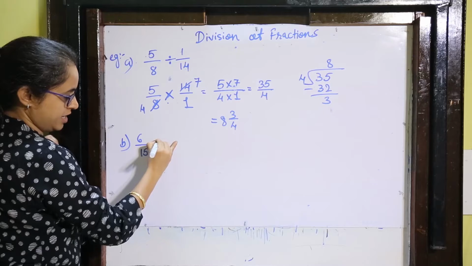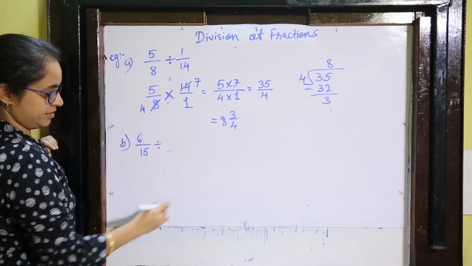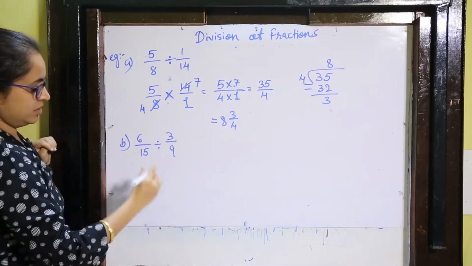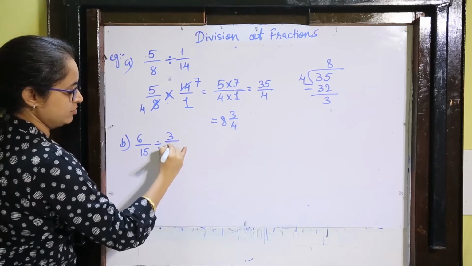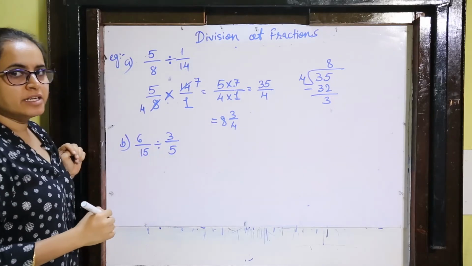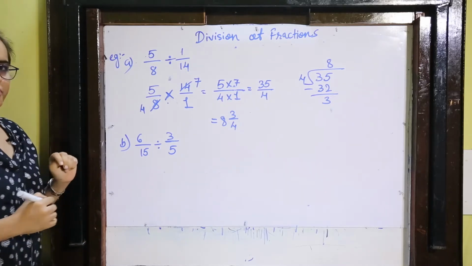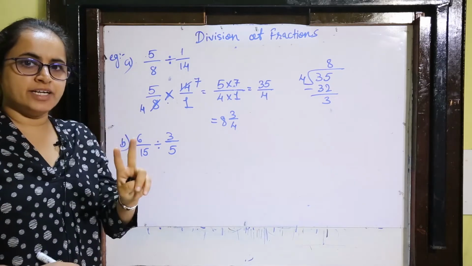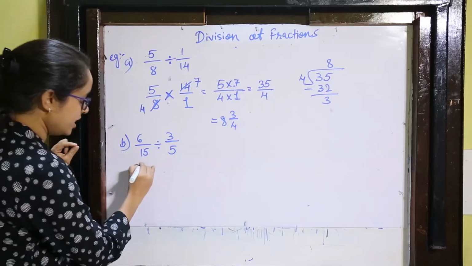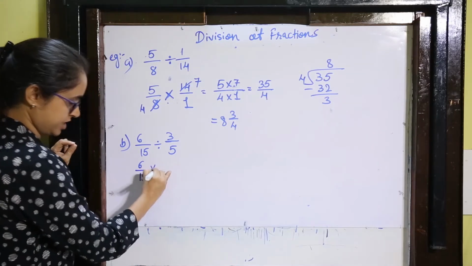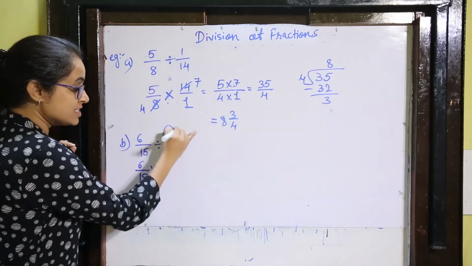6/15 divided by 3/5. Now again I am repeating, when you divide two fractions, you are actually multiplying the first fraction with the reciprocal.